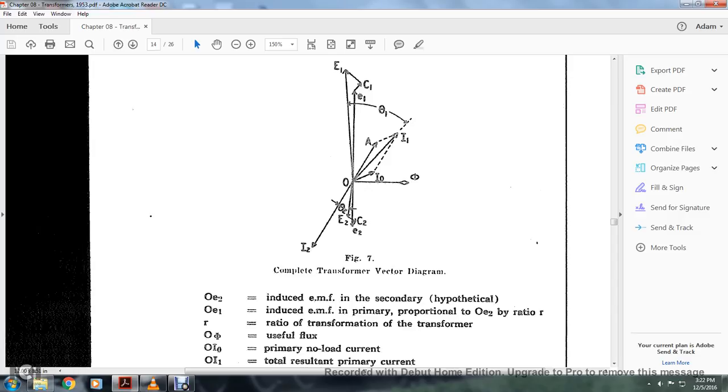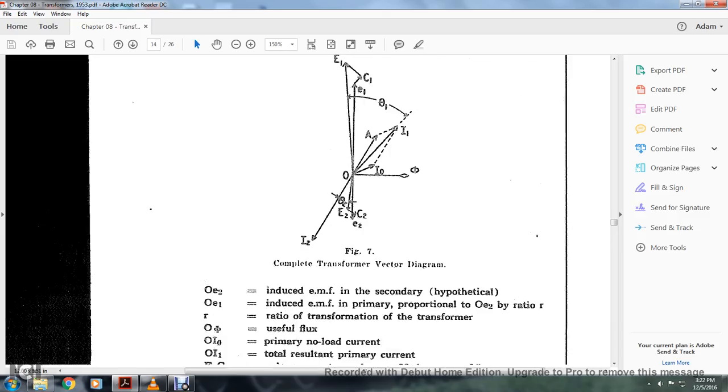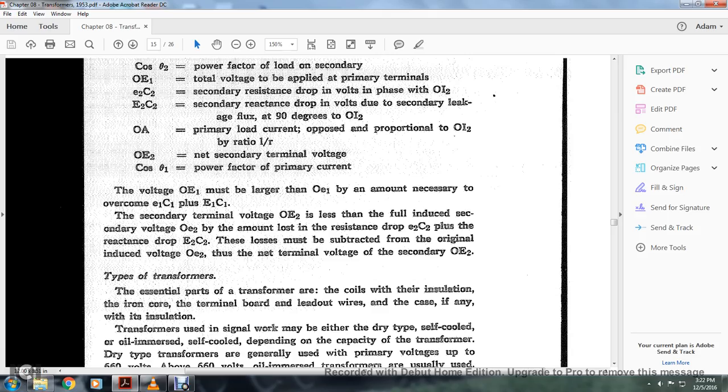OI0 is the primary no-load current. OI1 is the total primary current. And then I can't read the next one. But the constant cosine O2 is the power factor of the load of the secondary. OE1 is the total voltage to be applied to the primary terminals. E2C2 is the secondary resistance drop in volts.